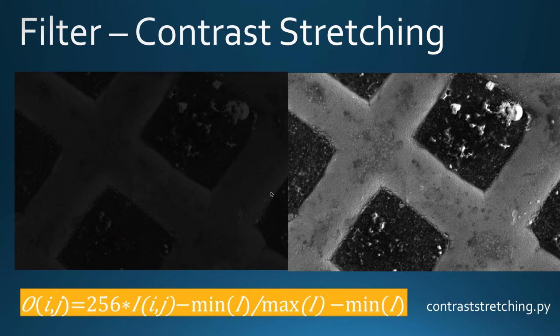And to do that, it actually does a very simple operation where it takes the original pixel value minus the minimum in this image. The original pixel value, every pixel, minus the minimum pixel value here, divided by the maximum pixel value minus the minimum pixel value. Okay, and then multiplied by 256 or 65535 depending on what bit depth you have. And this simple operation alone actually gives you something like this.